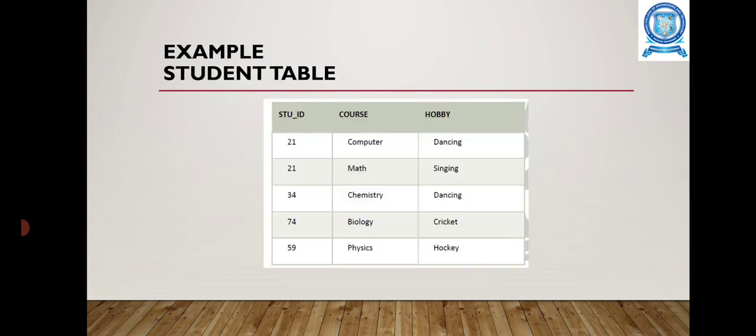For example, take a student table. Here the student ID, course, and hobby are present. There are four student IDs here, with multiple courses and also hobbies. A single student ID, 21, has multiple courses and multiple hobbies. This is the multi-valued dependency. That means the course and hobby depend on the particular student ID.